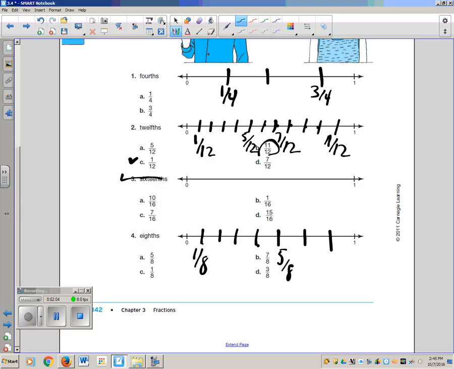C is 1/8. And we need 7/8. There's 5/8 right here, 6, 7/8 goes here. And then the last one is 3/8. 1, 2, 3. 3/8.